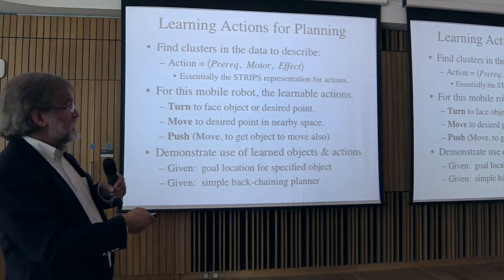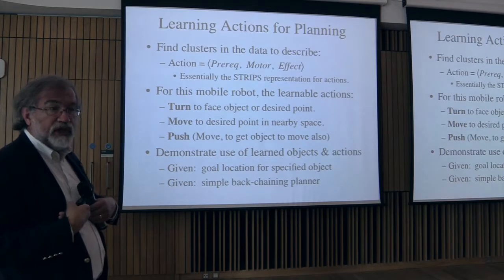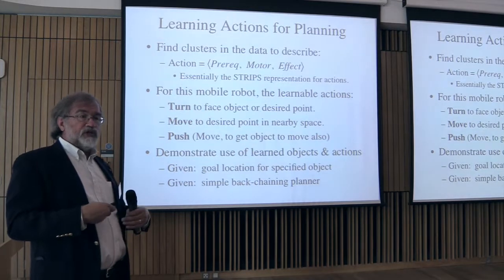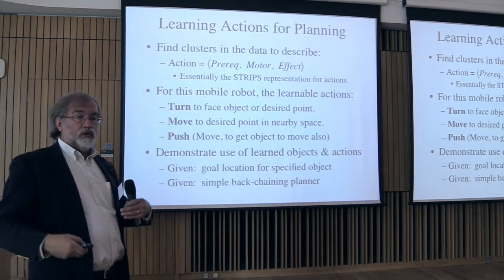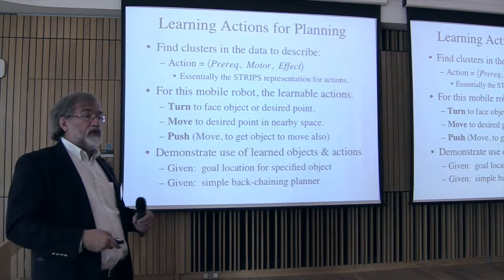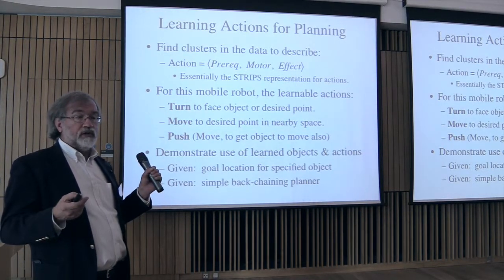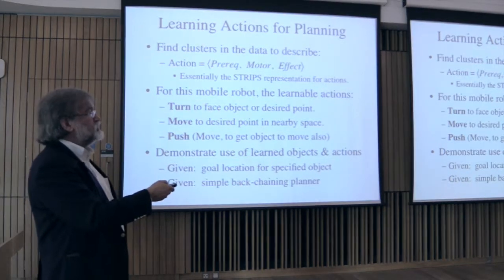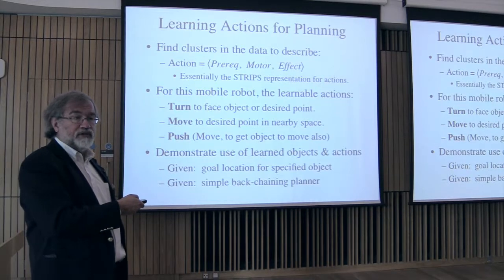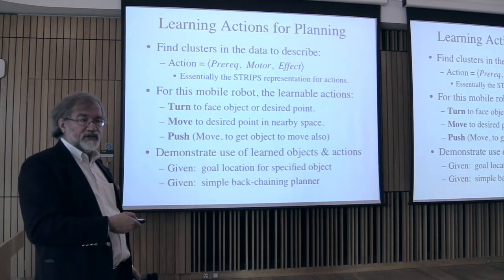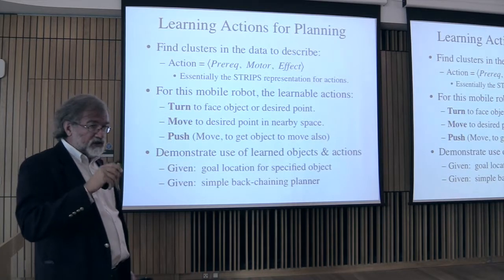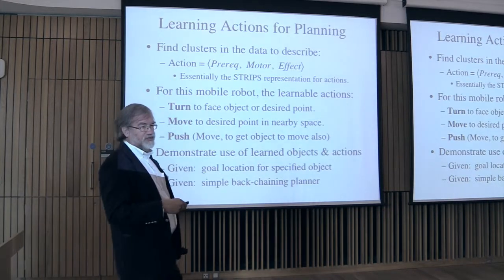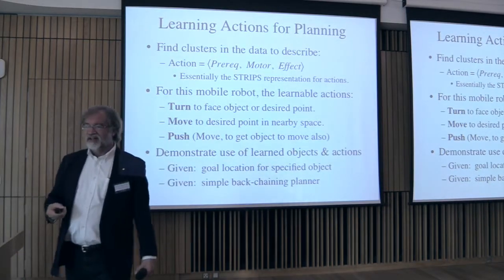Now, putting names on them is a thing that we do, but that's simply giving them comprehensible names so that we can tell what the robot is doing. The robot creates action 1, action 2, and action 3. What the robot knows is that action 1 has its prerequisite, its motor, and its effect. Action 2 has its things. Action 3 has its things. So it actually does learn the actions, and that's an important part of it.